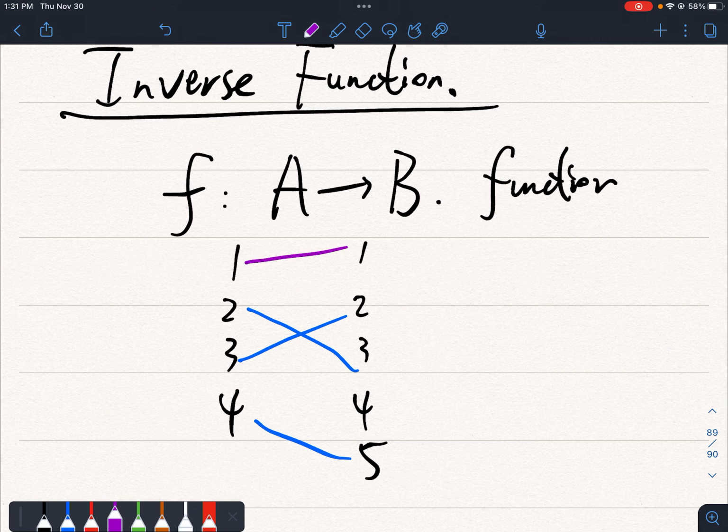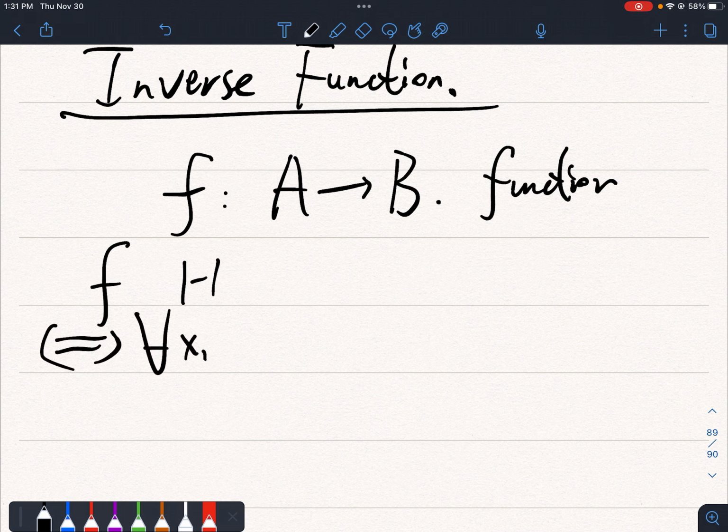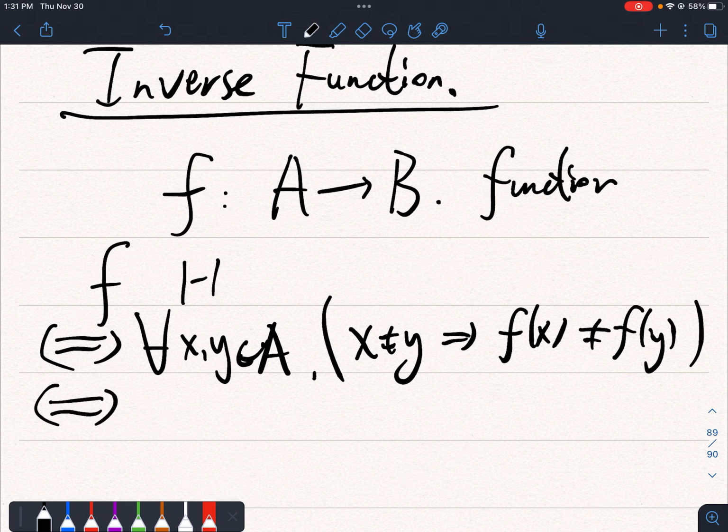But look at this function. If we just change the value of 1 into 1, then this becomes 1-to-1, because if we have different inputs, then we'll have different outputs, right? So this is called a 1-to-1 function. This is the first important definition. We say that f is 1-to-1 if and only if for all x and y in A, if they are different, then the values are different.